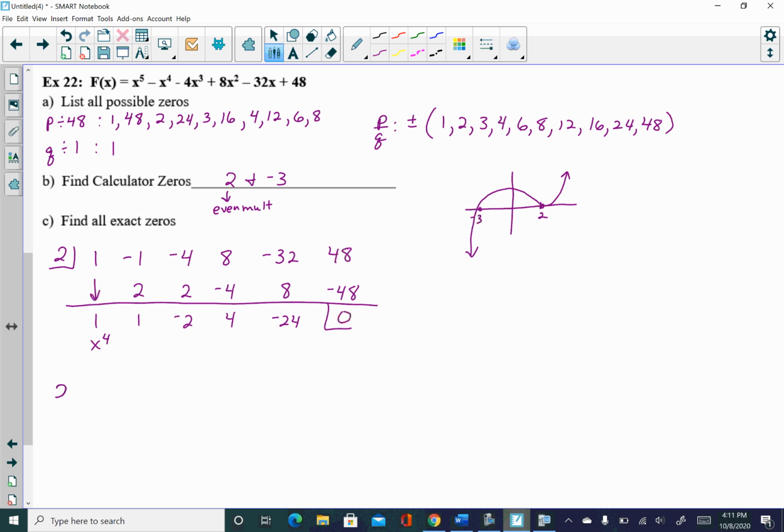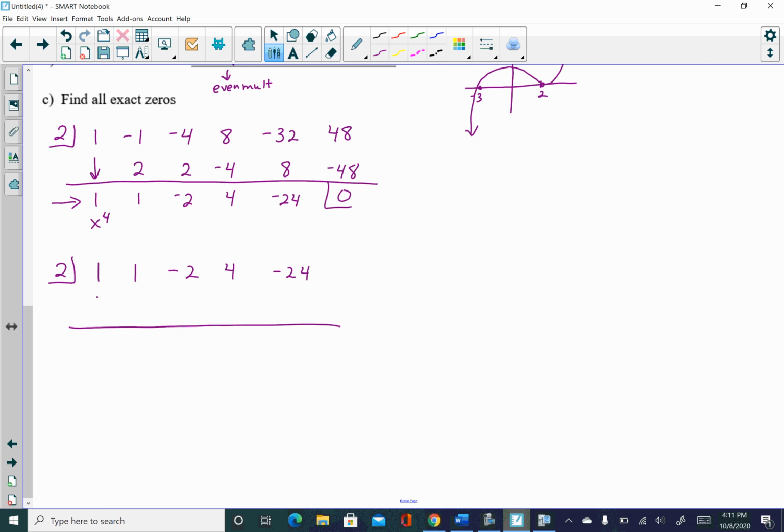Let's do 2 again. We know it has an even multiplicity, so let's do 2 again with now these coefficients: 1, 1, -2, 4, -24. Bring down my 1. 2 times 1 is 2. 1 plus 2 is 3. 2 times 3 is 6. 6 minus 2 is 4. 2 times 4 is 8. 8 plus 4 is 12. 2 times 12 is 24. Add down. Remainder of 0.